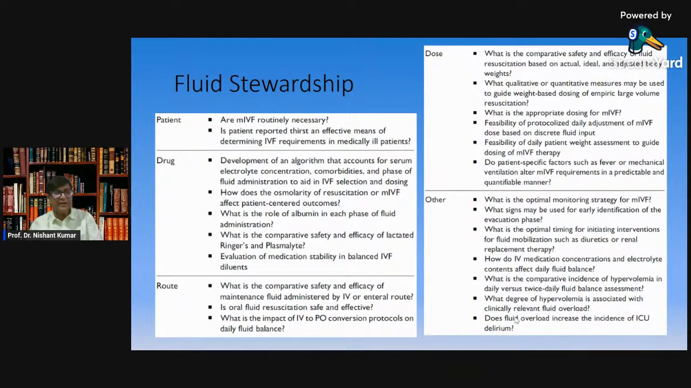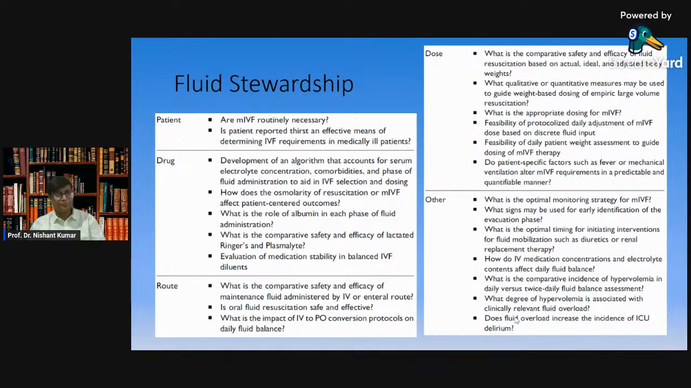Osmolarity or the osmolality of the fluids that you're giving. Consider the role of albumin. Now there is a controversy, maybe pharmaceutical driven. They say that balanced salt solutions are better than Ringer's lactate. We don't know as yet. Trials are yet to come in, but yes, evaluation of medication stability in balanced IV fluid diluents. So the creep that I was talking about earlier has to be monitored.